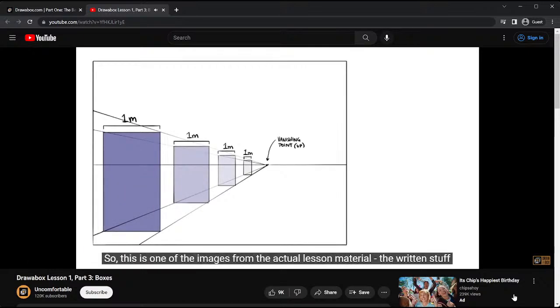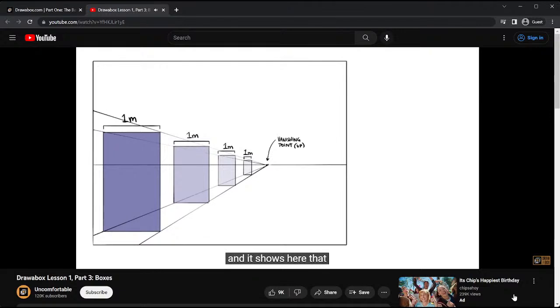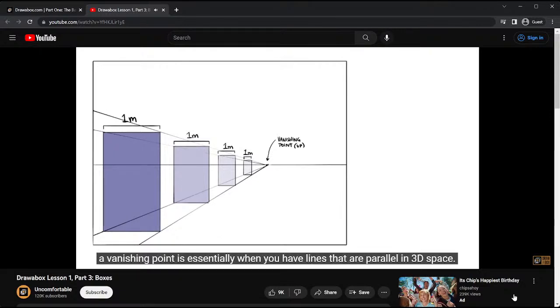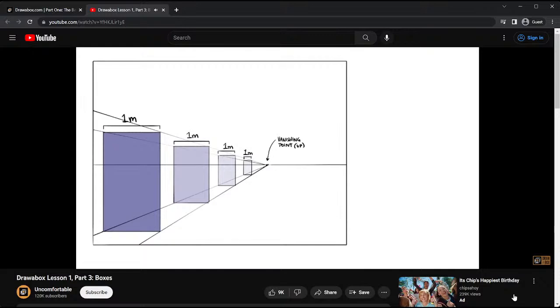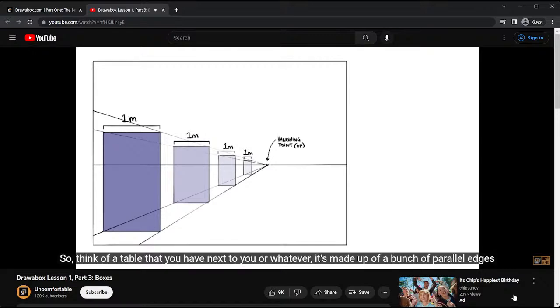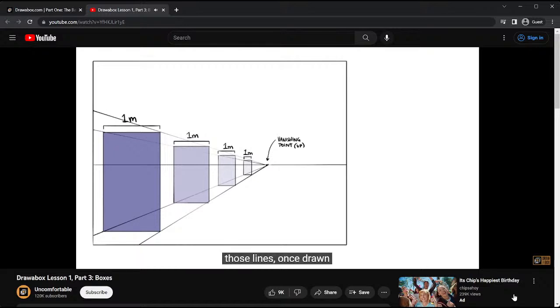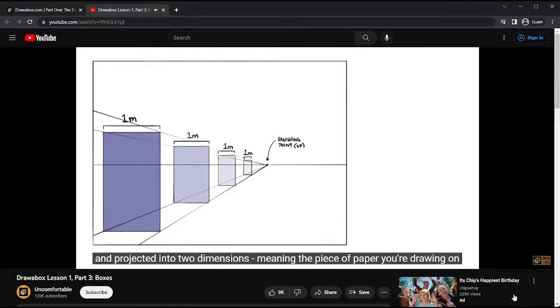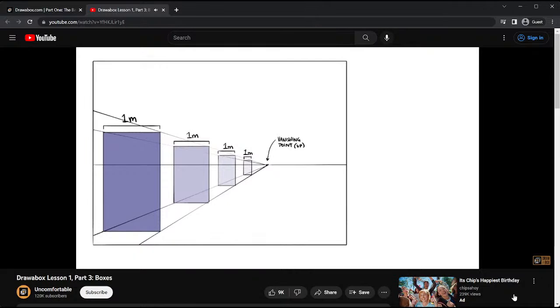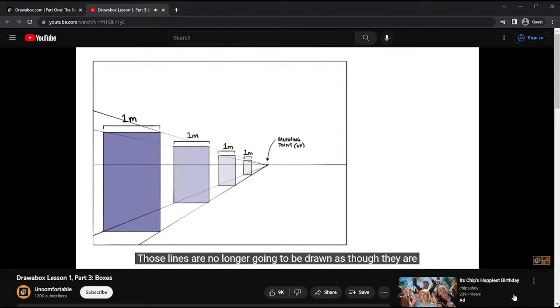So this is one of the images from the actual lesson material, the written stuff, and it shows here that a vanishing point is essentially when you have lines that are parallel in 3D space. So think of a table that you have next to you or whatever. It's made up of a bunch of parallel edges. Those lines, once drawn and projected into 2 dimensions, meaning the piece of paper you're drawing on or your canvas or whatever, those lines are no longer going to be drawn as though they are parallel.